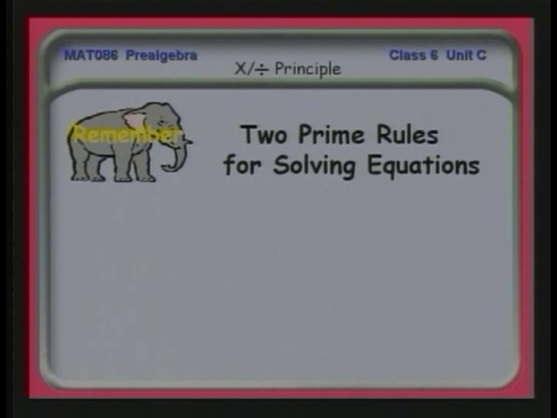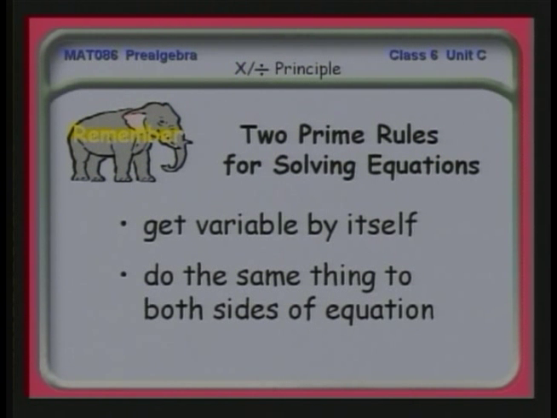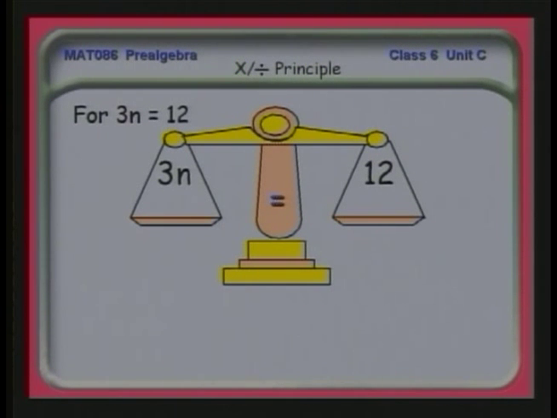Remember now, by way of review, there are 2 things we need to think about when we're solving equations. One is we need to do whatever is mathematically appropriate to get the variable by itself. And while we're in the process of getting that variable by itself, we need to always remember to do the same thing to both sides of the equation. Let's look at an equation. Here is 3 times the unknown n is equal to 12. What must we do to solve this equation?